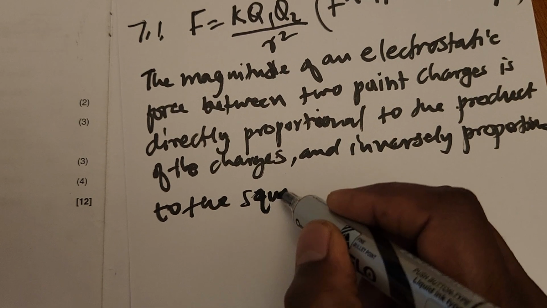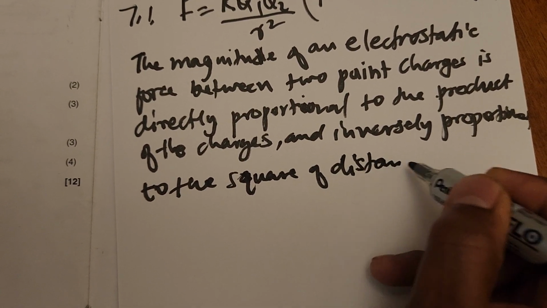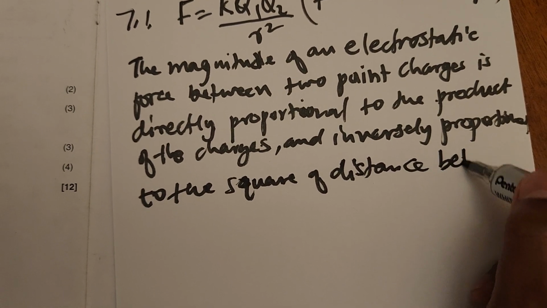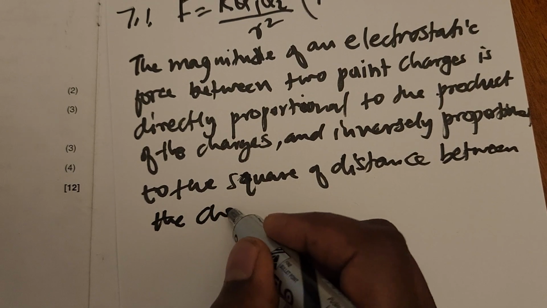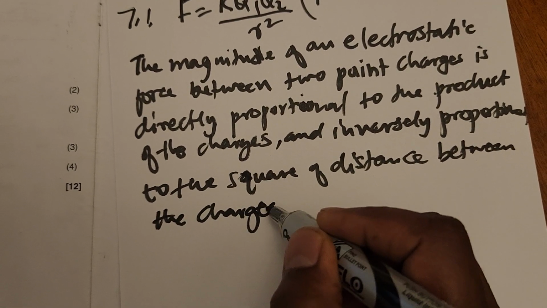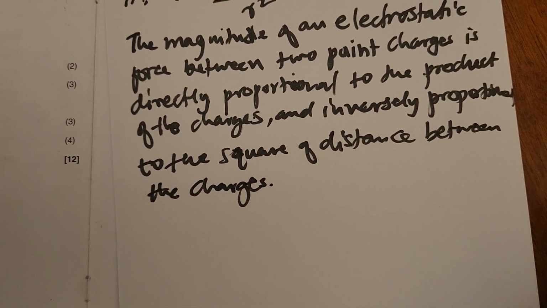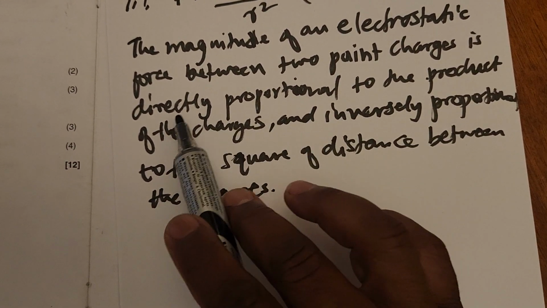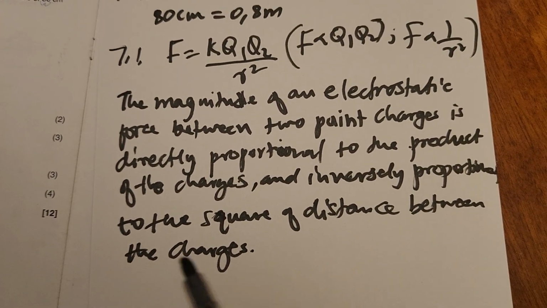Square of distance between the charges. Very important: inversely proportional to the square of distance between the charges and directly proportional to the product of the charges. You get 2 marks for saying that.